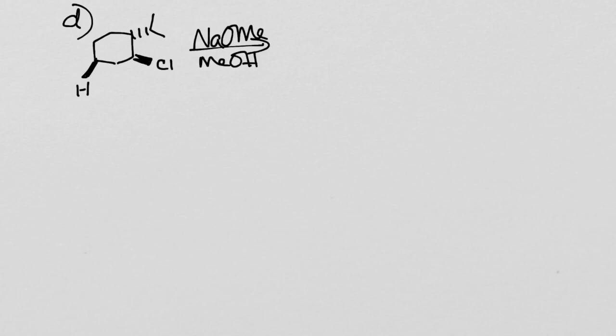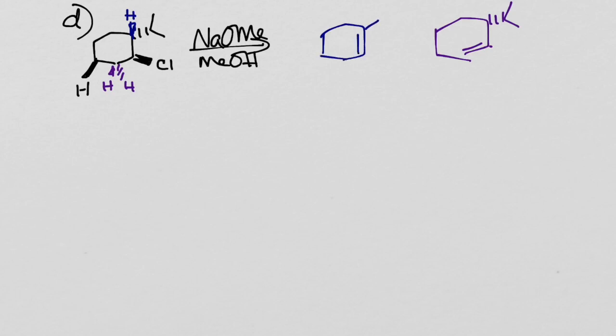So now we can go in and think about our elimination. Now again, we could count our beta, look at our beta protons. We would have a hydrogen here, and we have two beta hydrogens here. So we could imagine that we have two possible products here, one coming from removing the purple proton, making this product, one coming from removing the blue proton, making this product. Pardon me, this was a methyl.